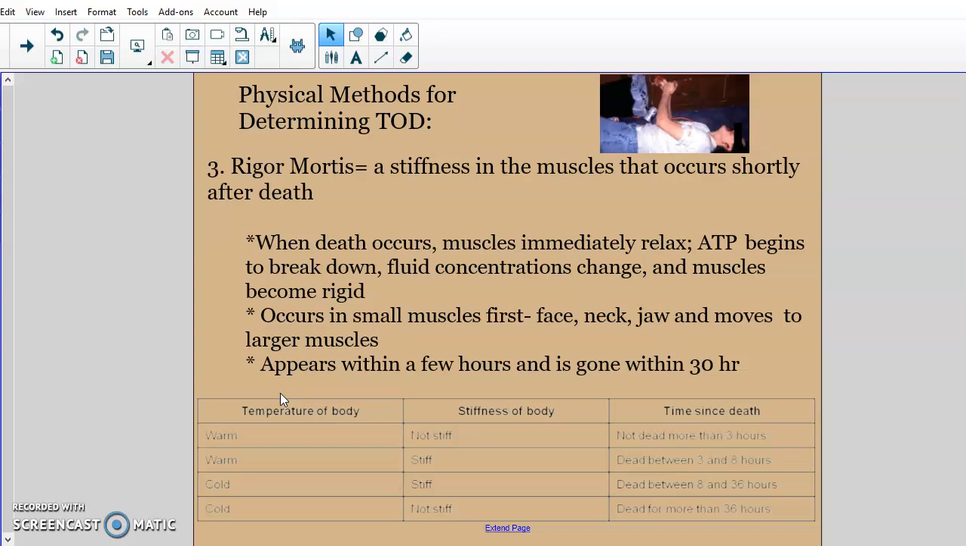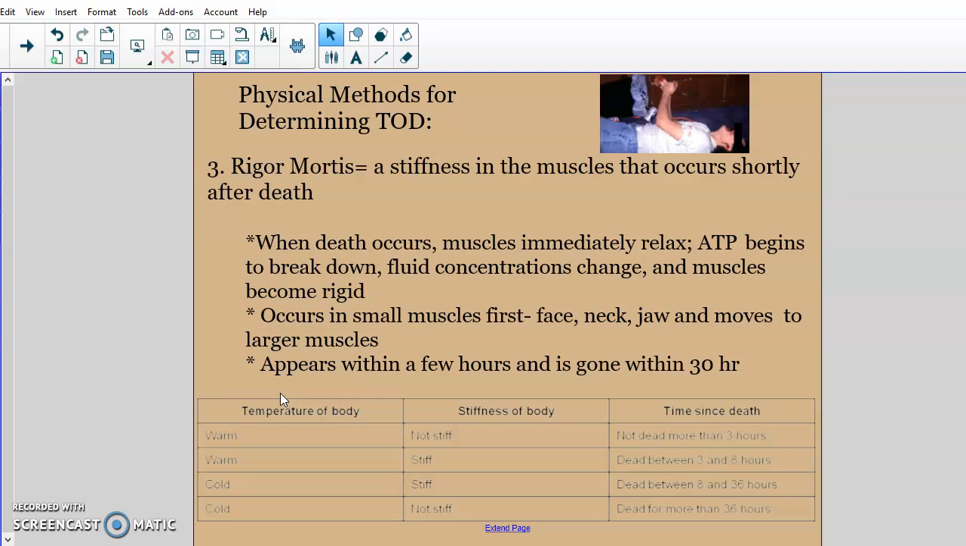So scientists and pathologists use all 3 of these to determine somebody's time of death. They take a look at algor mortis, the temperature of the body. They take a look at livor mortis, and they take a look at rigor mortis. And using all 3 of those things, they estimate a person's time of death based on those 3 physical methods.